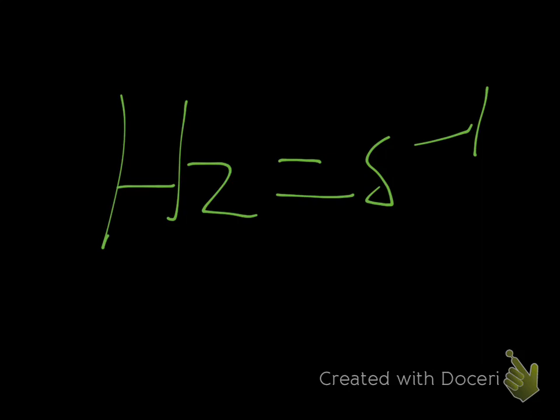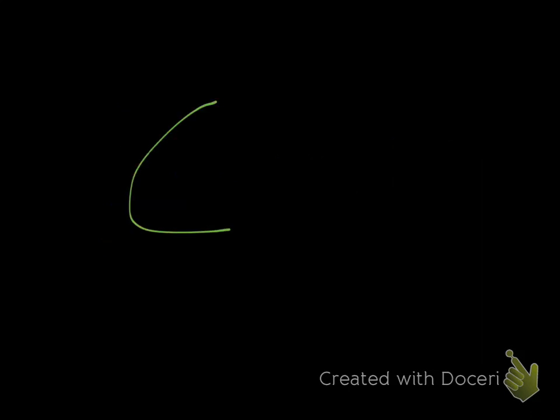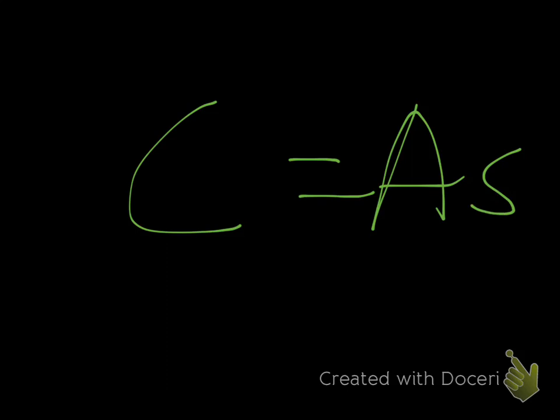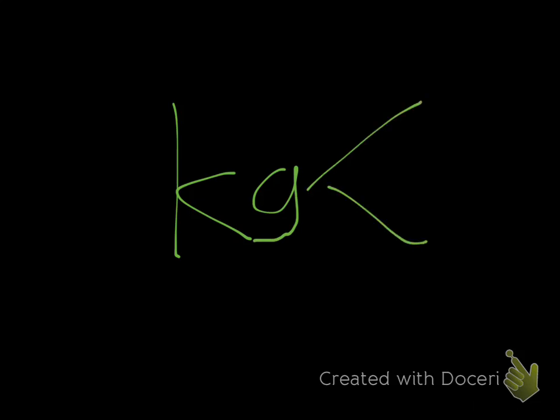Hertz is equal to per second, and the coulomb is equal to an amp second. Note that fundamental units cannot be broken down anymore. I wonder what the heck K and G are.